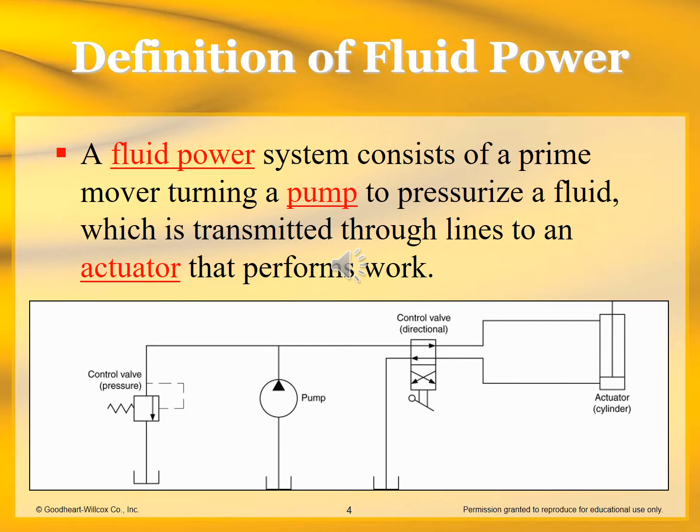What is a fluid power system? Well, it's a prime mover, like an electric motor or something like that, and it turns a pump. And I don't like this: it doesn't pressurize a fluid. It creates flow. Pressure comes from resistance to flow. A pump creates flow. If you understand that, you can fix a lot of problems. Remember that. And it transmits to an actuator. An actuator is the thing that actually moves and performs the work.